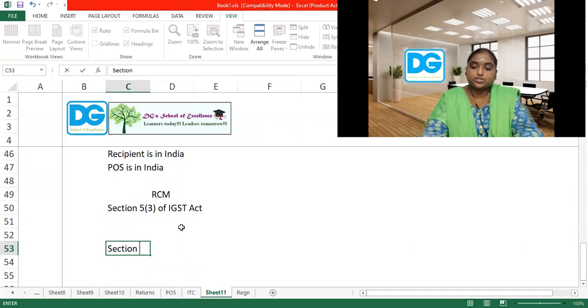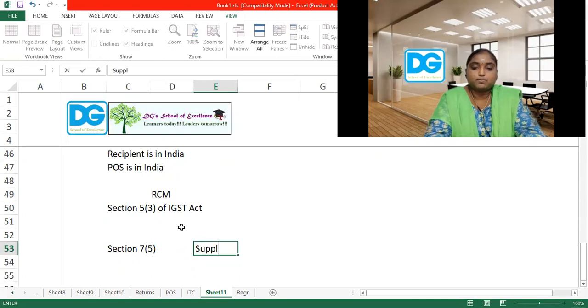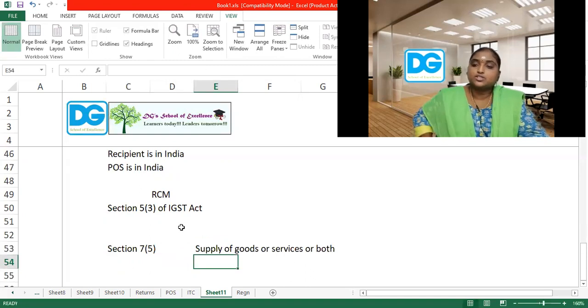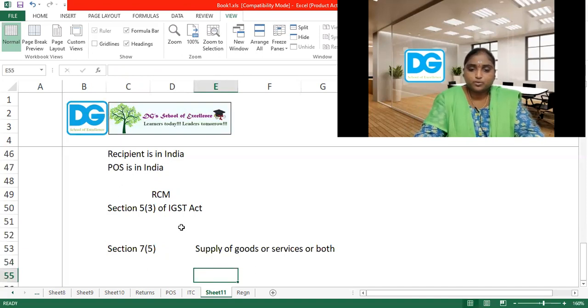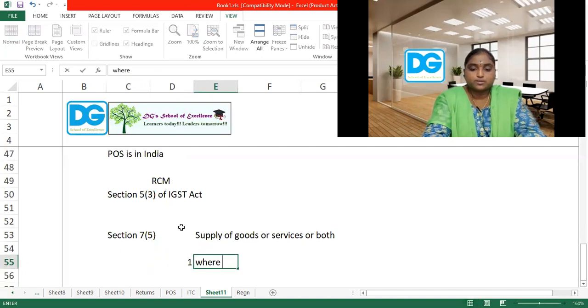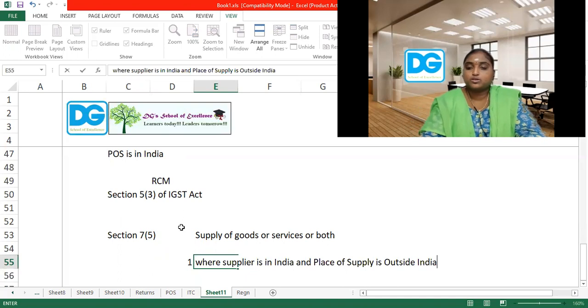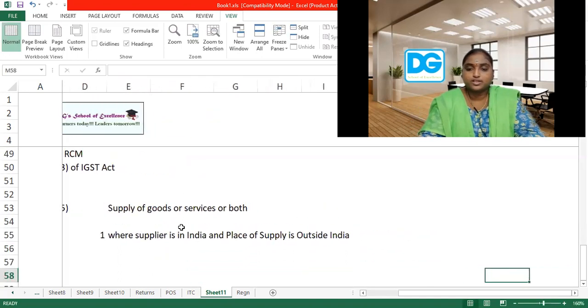Now let us move on to section 7 subsection 5. In this case, supply of goods or services or both. Under the first point, where the supplier is in India and the place of supply is outside India. We'll take an example for this.